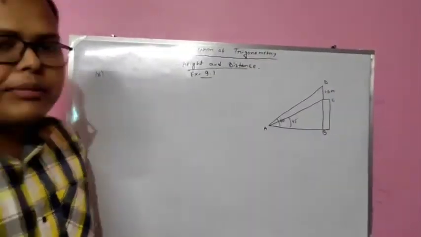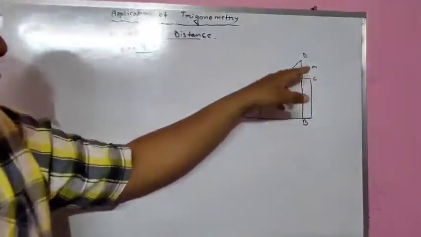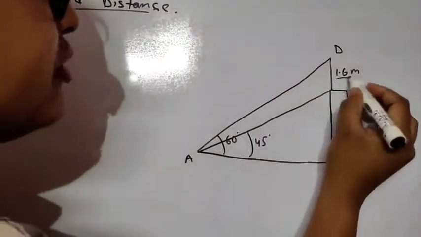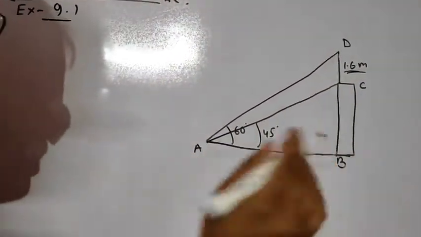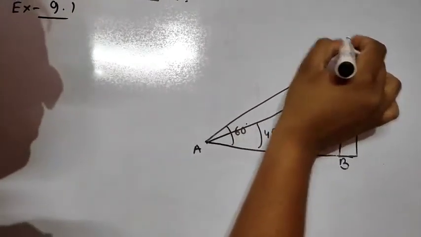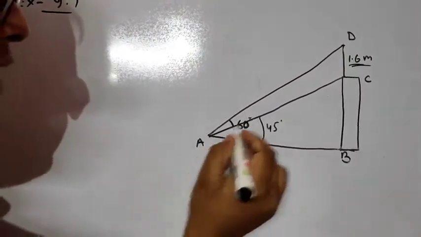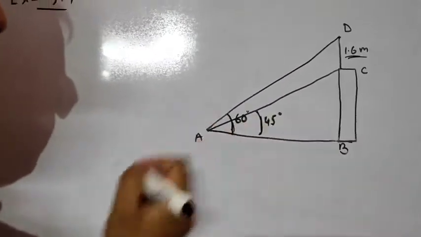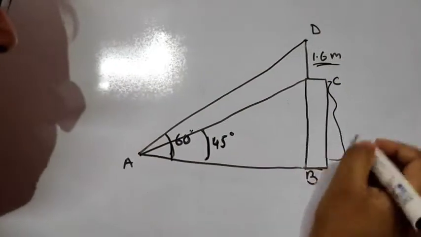Next we are going to solve number 8, where it is said that a pedestal is there, and on the top of the pedestal there is a statue, and the length of the statue is 1.6 meter. From a certain distance, which is obviously not given, if you look at the top of the statue, the elevation will be 60 degree, and if you look at the bottom of the statue, the elevation will be 45 degree. Only this much information is given, and you have to find the height of this pedestal.